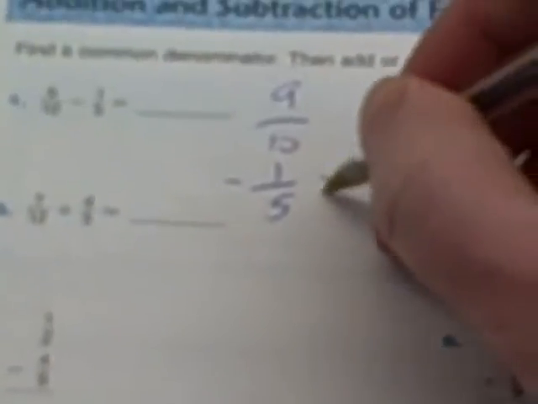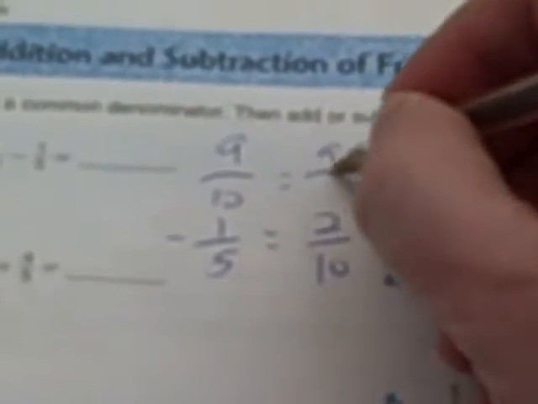Oh, going over here. 9 tenths minus 1/5. Math is over. Can I go? Yes, 2 tenths. You have to multiply these times 2. Naturally, I think it could have been 9.